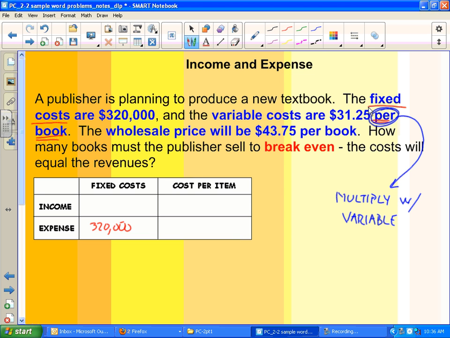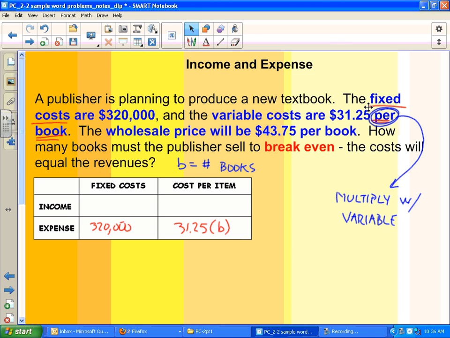All right, so we're going to define our variables here before we get going any further. So we know that 31.25 is going to be a part of my equation. What are we looking for? We are looking for how many books must the publisher sell. So let's say B equals the number of books. So if I have $31.25 per book, that means in my expense category, underneath cost per items, I'm going to have $31.25 times B. If I make 2 books, it's going to cost me $62.50. So on and so on and so on.